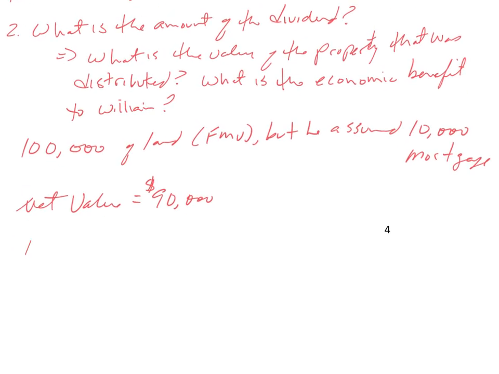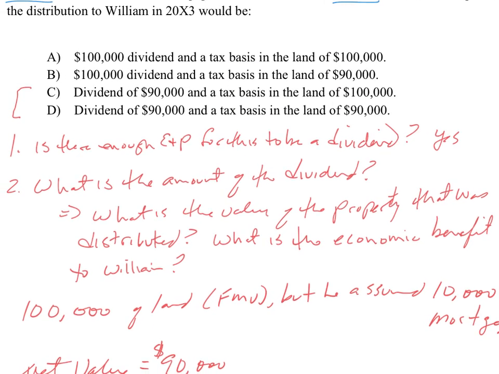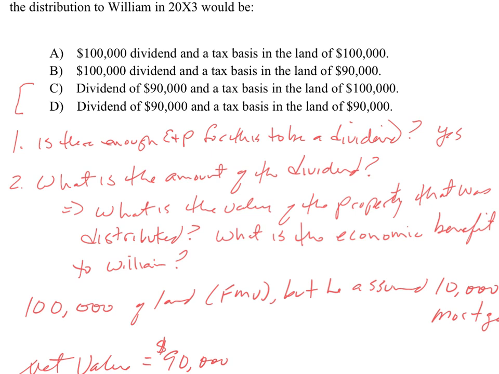Then we have to figure out what is his tax basis in the land. Well, his tax basis in the land is the fair market value at the time of the distribution. So that means his tax basis in the land is $100,000. So then we can come back up here and look at C and D, and we see that C has a dividend of $90,000 and a tax basis in the land of $100,000.